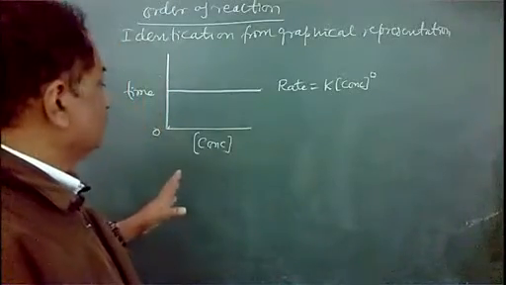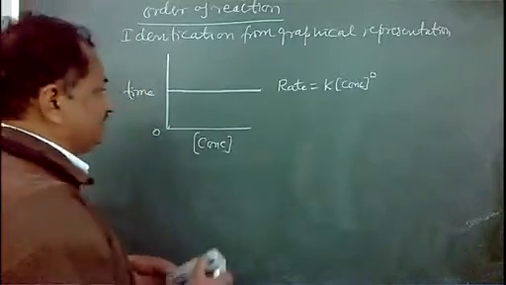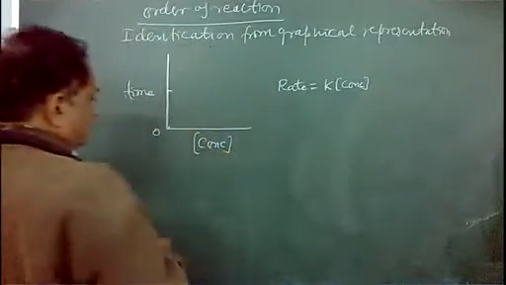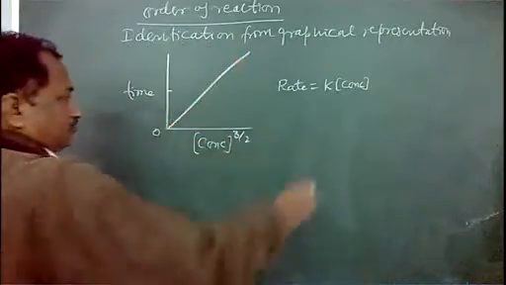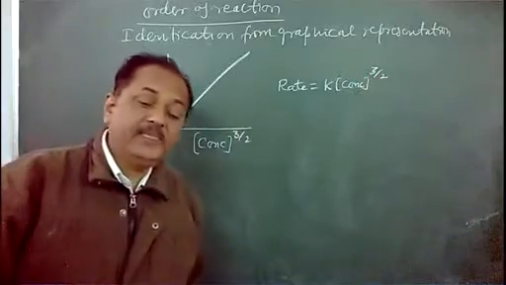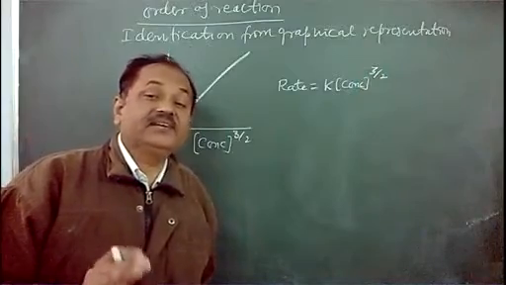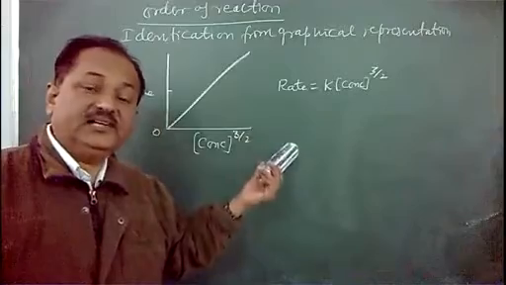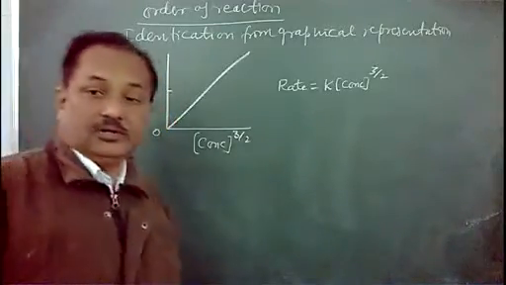Similarly, if the order is, let it be, 3 by 2 and like this. So children, similarly we come to know how to identify the order from the given graph in a question. So this is the simplest and very efficient way to determine the order of reaction.